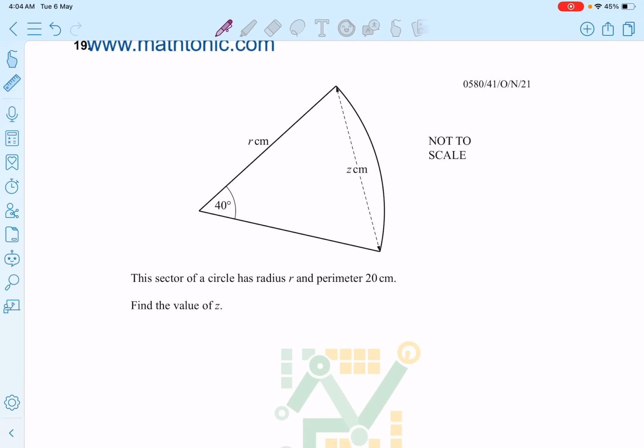Okay, next, this sector of a circle has a radius r and perimeter is 20. So what does it mean? This plus this arc length plus this one is given as 20. Do you understand, everyone? So this one will be r, right? And how to find the arc of a sector? It should be angle over 360 times 2 pi r. Is it okay?